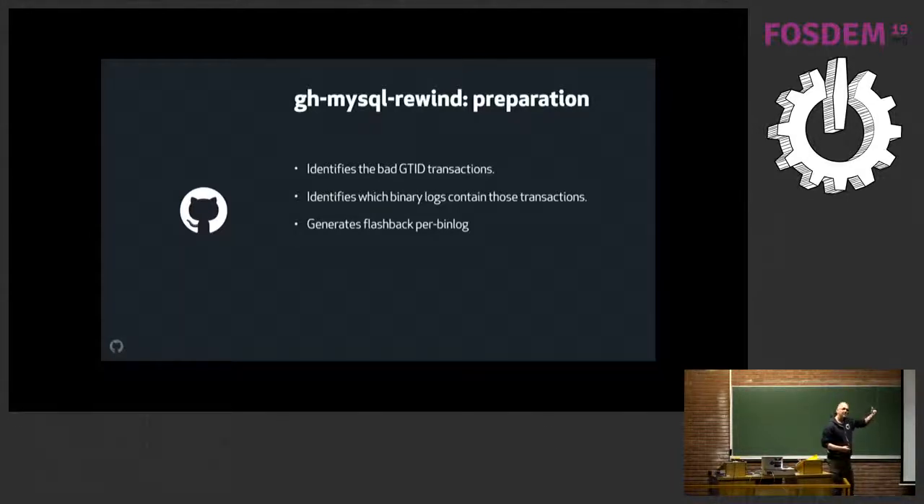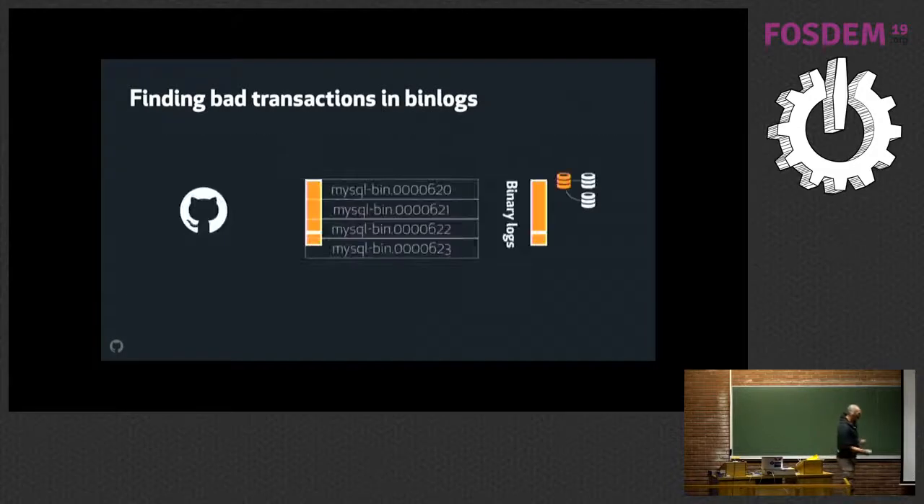We use mysqlbinlog --flashback to generate the anti-binary log of these two binary logs. We generate the anti-binary log of 623 and the anti-binary log of 622. And then we apply them to MySQL. Does that make sense?